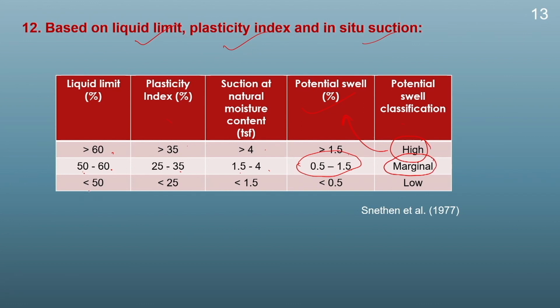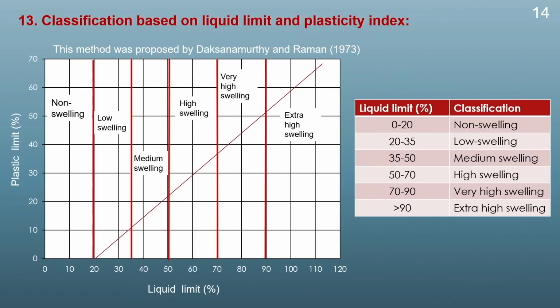If the liquid limit is less than 50%, the plasticity index is less than 25%, and the suction at natural moisture content is less than 1.5 TSF, then the potential swell will be less than 0.5% and the soil will be classified as low swelling soil. The next method is based on the liquid limit and plasticity index, and it was proposed by Dakshinamurthy and Raman in 1973. This is also a widely used method in India.